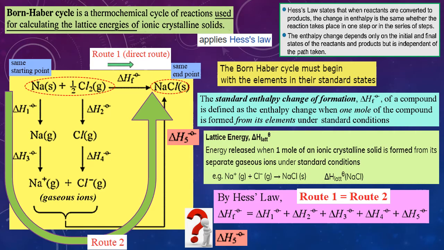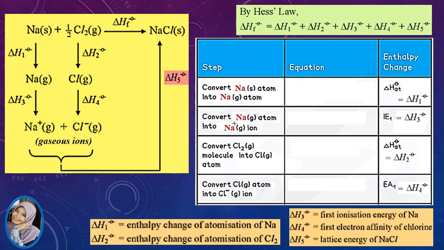Applying Hess's law, route 1 will be equal to route 2, so that enthalpy change of formation of sodium chloride will be equal to delta H1 plus delta H2 plus delta H3 plus delta H4 plus delta H5, where my delta H5 is the lattice energy of sodium chloride. We can determine the value of this LE, or lattice energy, by rearranging this relationship. Guys, it is very important for you to know how to write the equation for each type of enthalpy change.